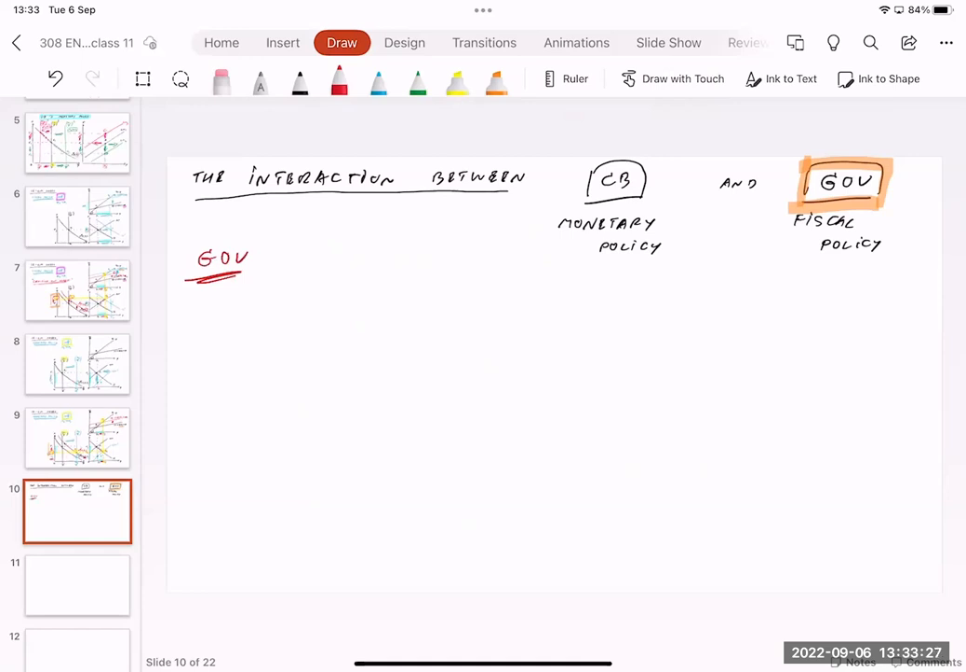Normally, most governments around the world love to spend money. They love to increase G. This is what they love. They love to increase G because they benefit from that. Every government wants to be very popular. They want popularity, right?